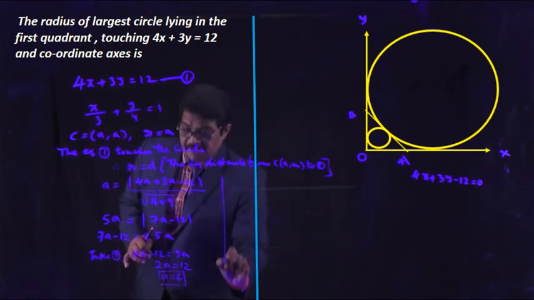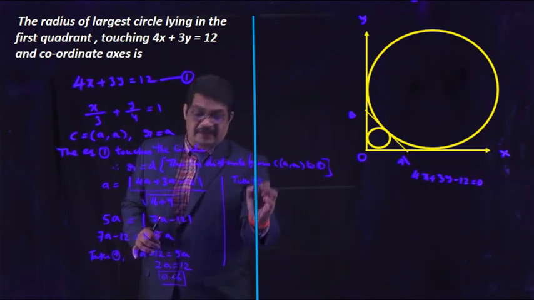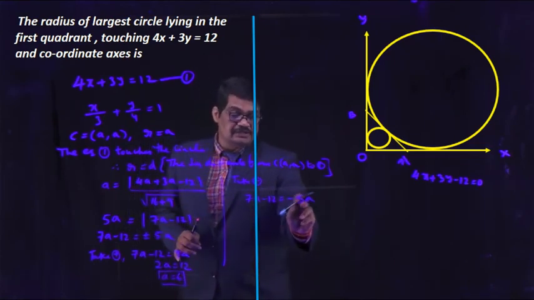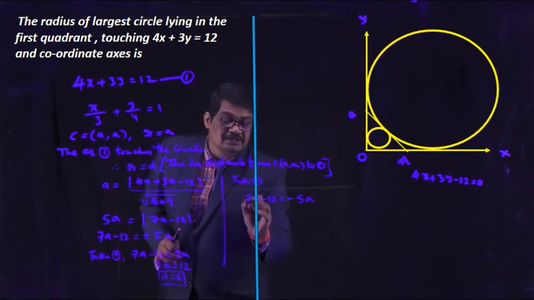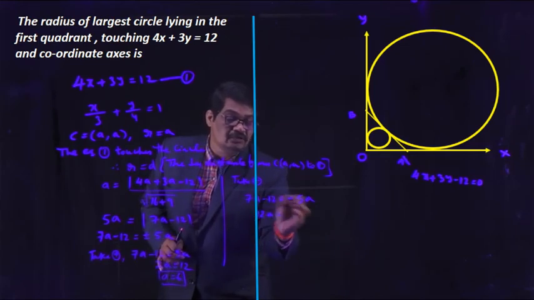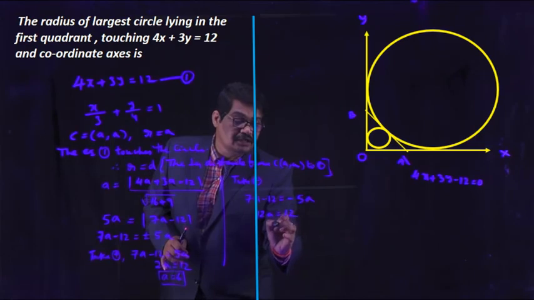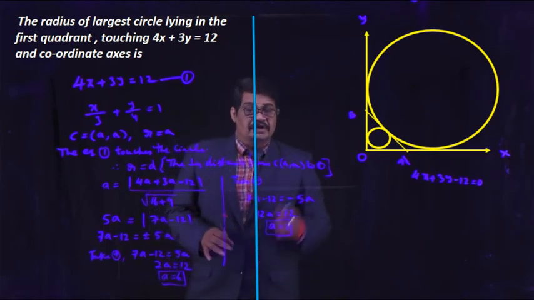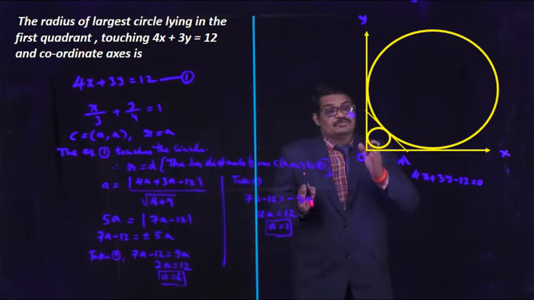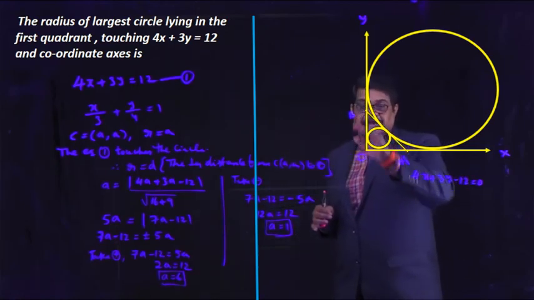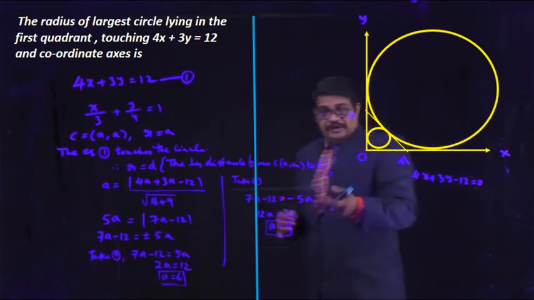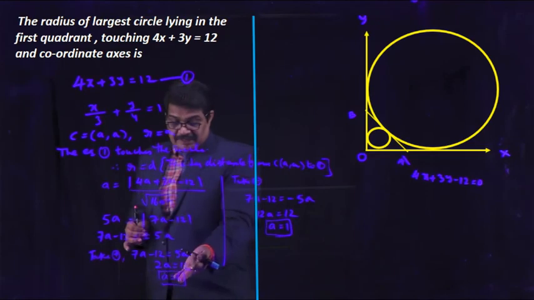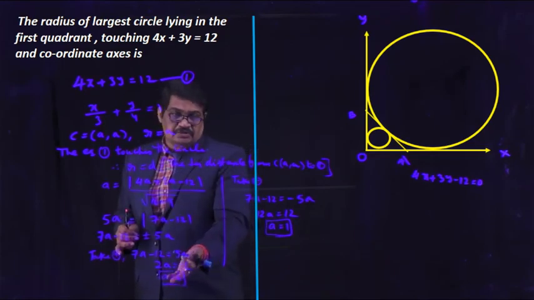And if we take minus, that is 7a minus 12 is equal to minus 5a. Now moving to the LHS side, 7a plus 5a, that is 12a is equal to 12, this 12 moving to the RHS side. From that we are getting a is 1. What is the a here? The radius of the circles that touch both the coordinate axes and the line AB. Now the radius of the smaller circle is a is equal to 1, and the larger circle radius is a is equal to 6.